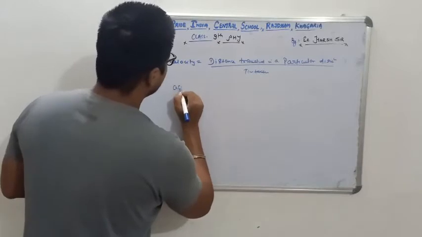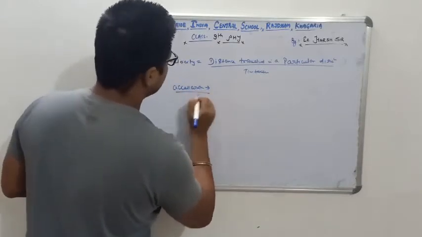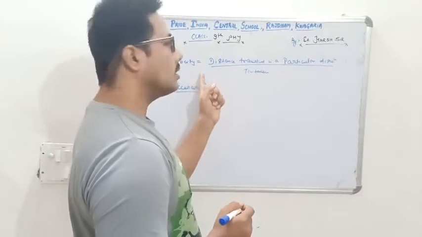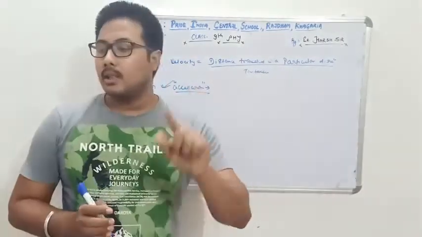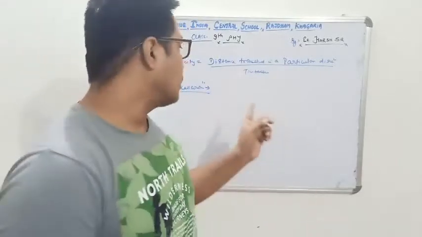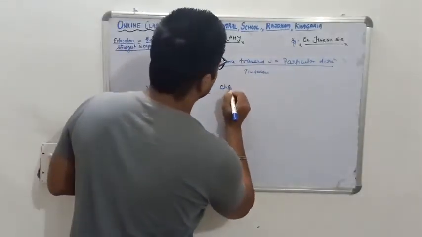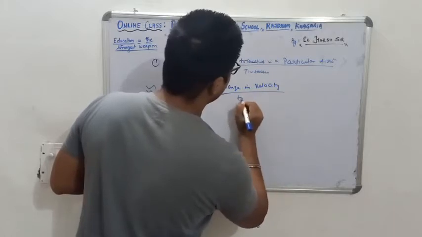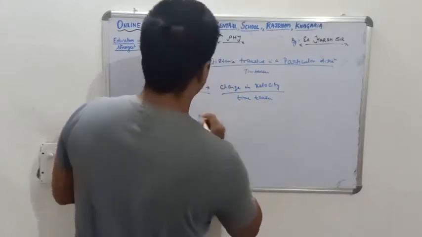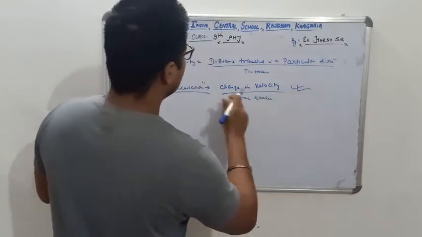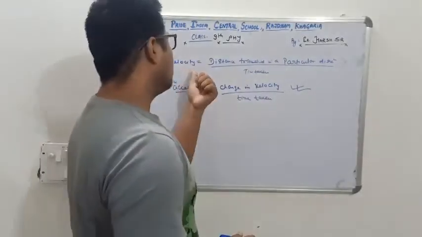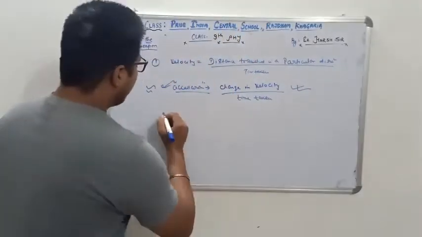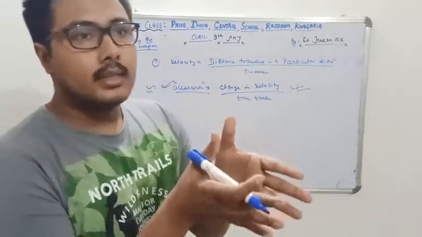Similarly, if I need to define acceleration, how can I define it? Acceleration is nothing but the change in velocity divided by the time taken for the change. But velocity was the distance traveled in a particular direction divided by the time taken.